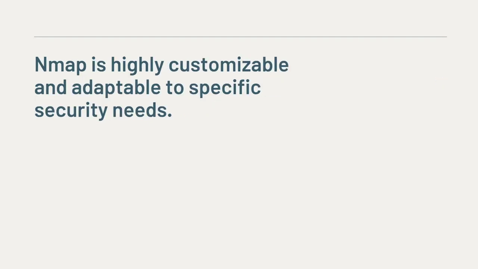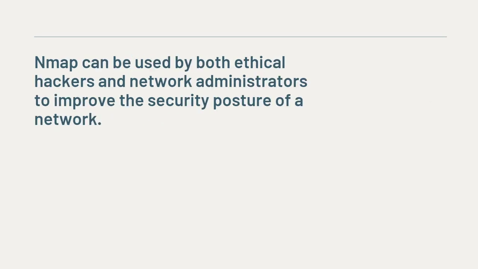Nmap is highly customizable and adaptable to specific security needs. Nmap has many options and parameters that allow you to tailor your scans according to your goals and preferences. For example, you can choose the speed, accuracy, stealthiness, verbosity, timing, and parallelism of your scans. You can also specify which ports, protocols, hosts, or networks you want to scan or exclude from scanning. You can also combine different scanning techniques to get more comprehensive results.